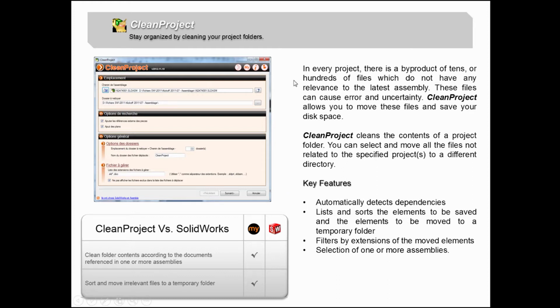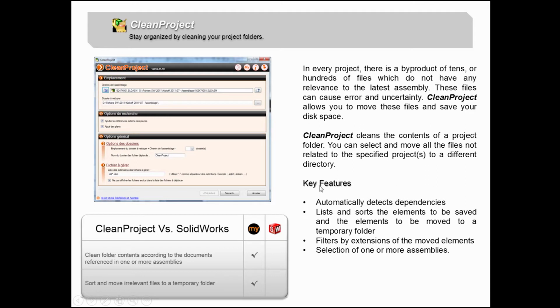And if we take a look at their little explanation here, in every project there is a byproduct of tens or hundreds of files which do not have any relevance to the latest assembly. These files can cause error and uncertainty. The CleanProject tool allows you to move these files and save your disk space. Pretty straightforward. So what the CleanProject tool does is it cleans the contents of a project folder. You can select and move all the files not related to the specified projects to a different directory.